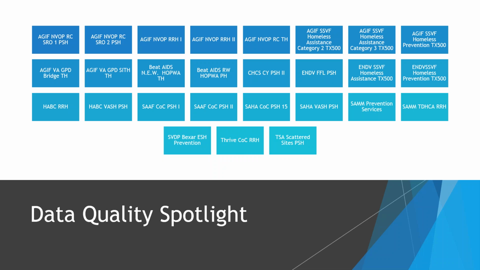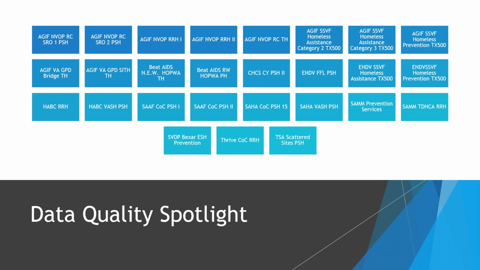We also have VAs coming in with 2 projects with 0 data corrections. CH3S, their PSH2 program with 0 data corrections. We've got 3 Endeavors projects, all with 0 data corrections. Good job, Endeavors. HABC, 2 of their projects with 0 data corrections, both Safe COC PSH projects. We have 2 projects from SAHA, the COC PSH 15, as well as the VASH PSH project, 0 data corrections. The ministries, we've got the Prevention Services and TDHCA with 0 data corrections.